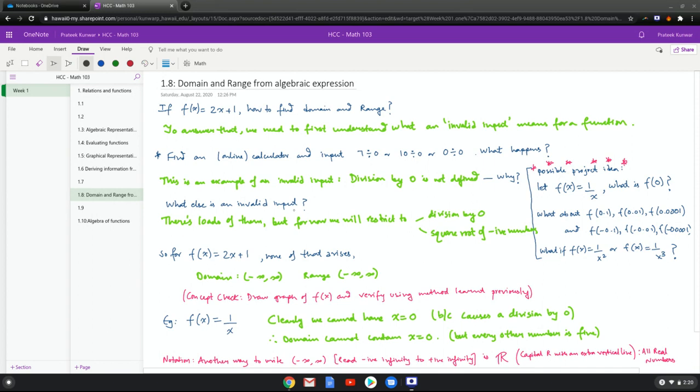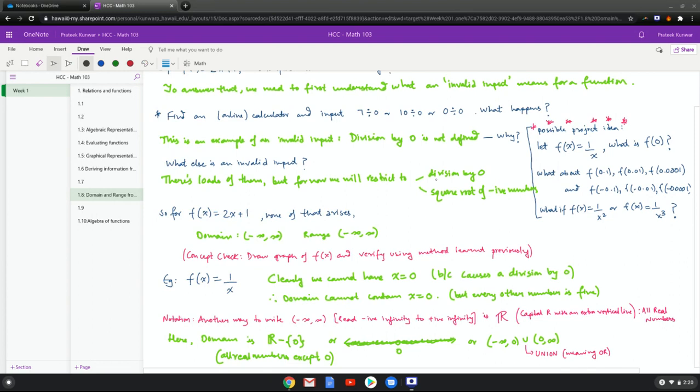What else is an invalid input? Well, there's lots of them, but for now we're going to restrict to these two: division by 0 and square root of negative numbers. A little disclaimer here: square root of negative numbers only when we are working with real numbers. Later on in this course, we're going to say that you can take square root of negative numbers, and we talk about imaginary numbers and complex numbers, but that's much later in the semester. For now, we're going to restrict to these two invalid operations: division by 0 and square root of negative numbers.